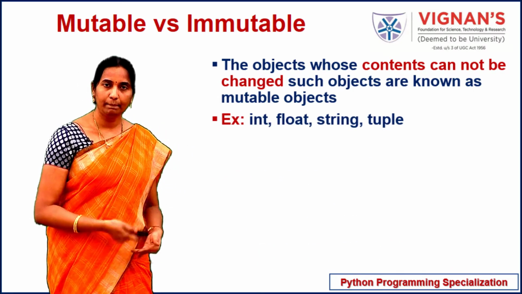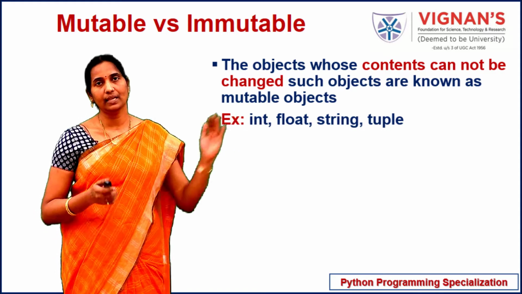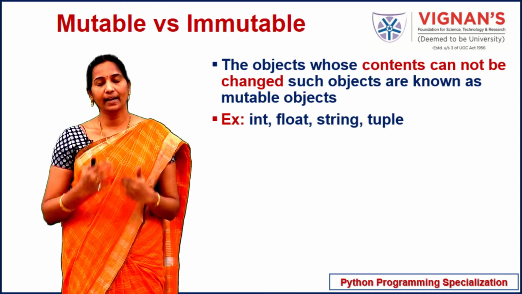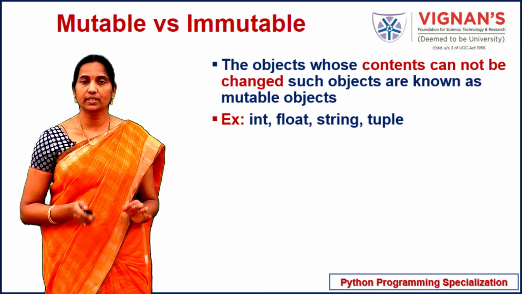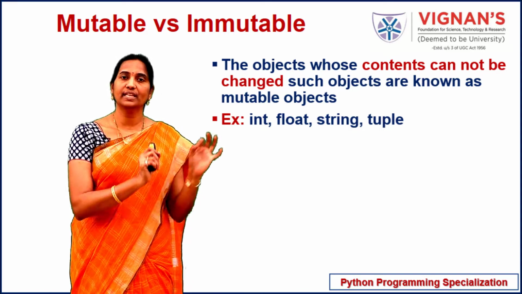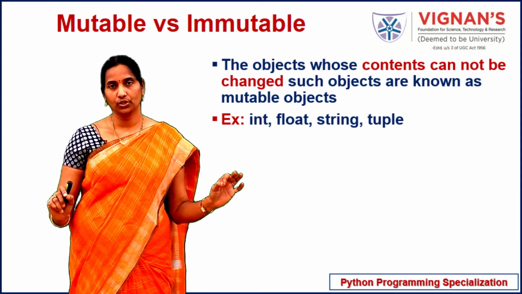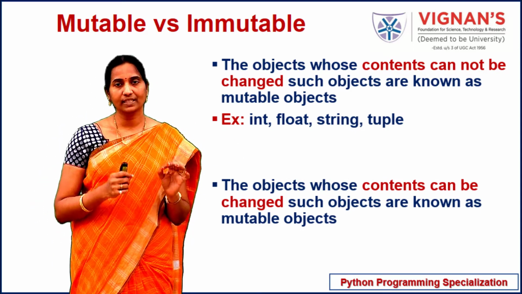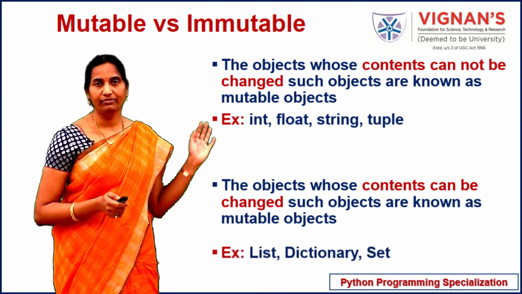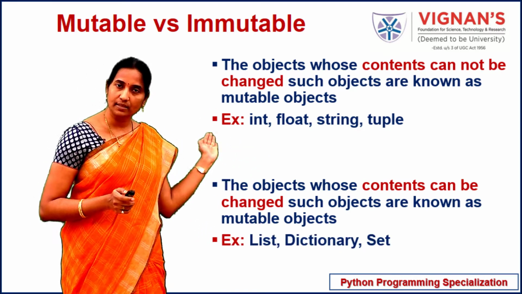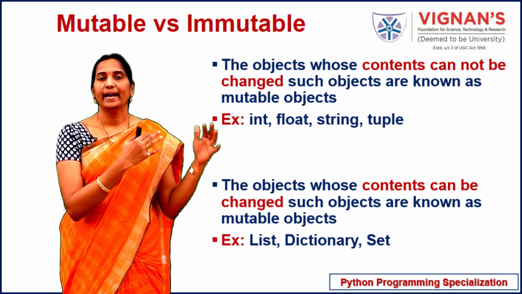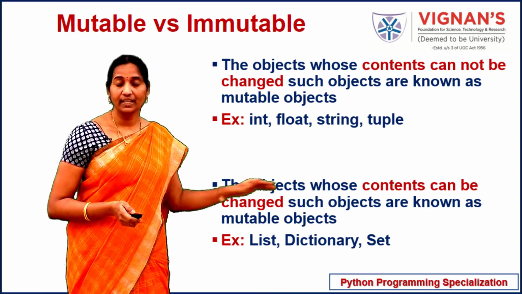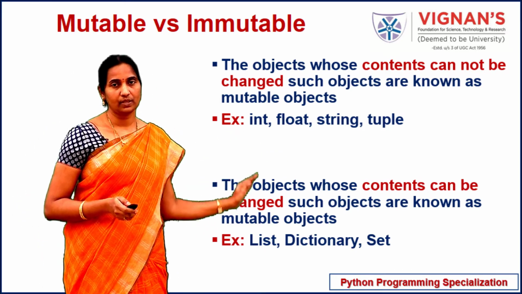For example, in Python, int, float, string, and tuple are the immutable data types, or the objects you create with these data types are immutable objects. The reason is, once you create them, it is not possible to change the contents of these data objects. There are some other types of data where the contents of the objects can be changed. For example, if you consider list, dictionary, and set, once these objects are created, it is possible to add, remove, or delete the contents of these objects. That's how these data types are considered mutable types in Python.